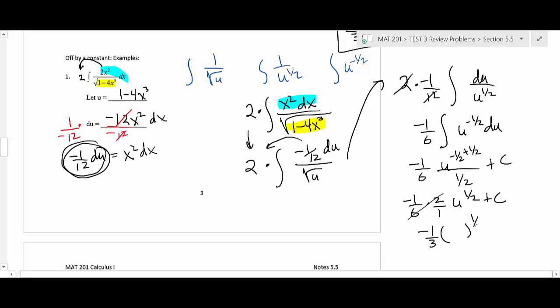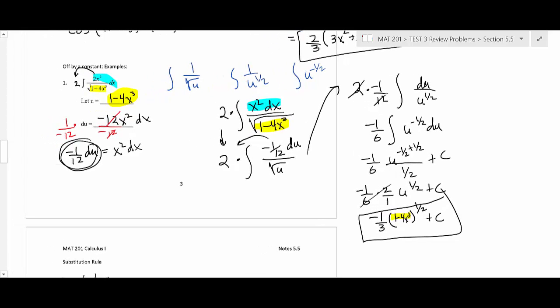And then you want to plug back in the u. The u is this thing that I have in yellow. So that goes back in there to give the final answer. So that one, plug back in the u, square root of 1 minus 4x to the third, plus c, that is the answer to your integral. Okay, how does that one look?